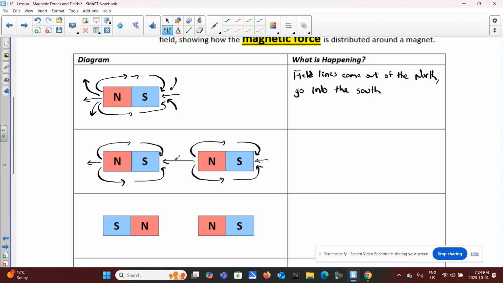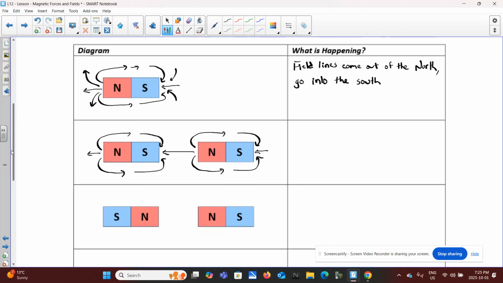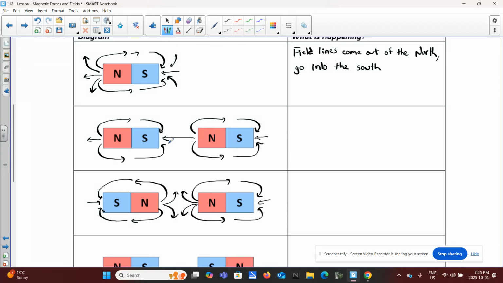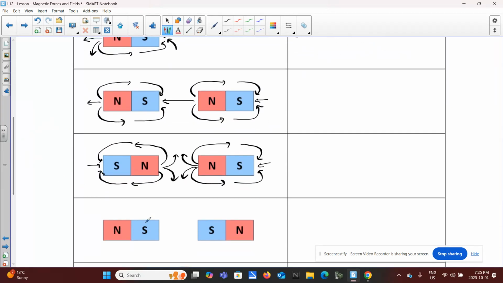Now, what happens if I have two north ends side by side? So it's going to come out of the north into the south. So I am going to have it come out of the north, wrap around the side, and go into the south. This lesson's a little bit better when we got demos. But what's going to happen here is our field lines are not going to do well when they interact with each other. So they're going to kind of push off like that. Rather than the field lines connecting and an attractive force, we get the field lines pushing off each other, we get a repulsive force. Same sort of thing is going to happen when we have south to south.